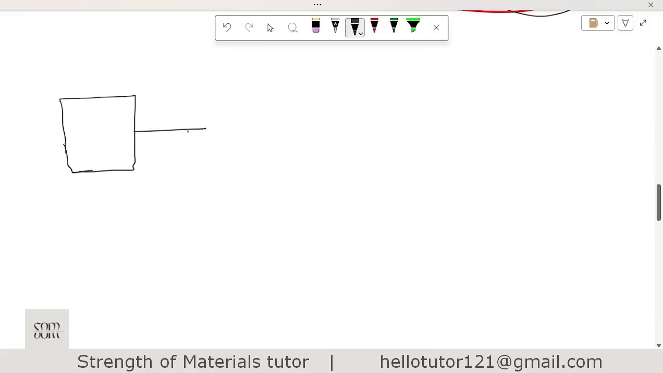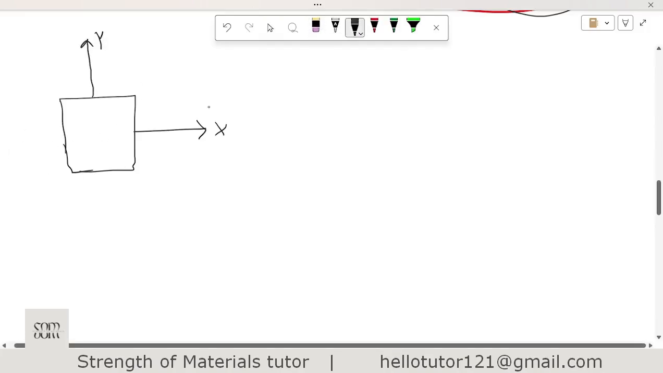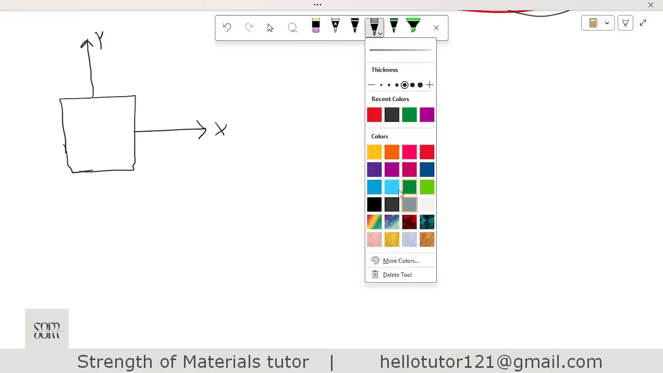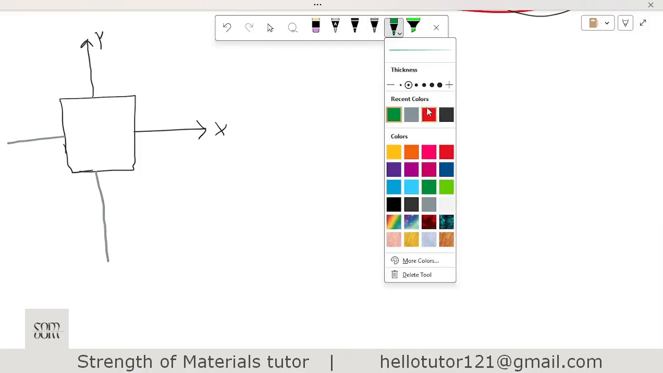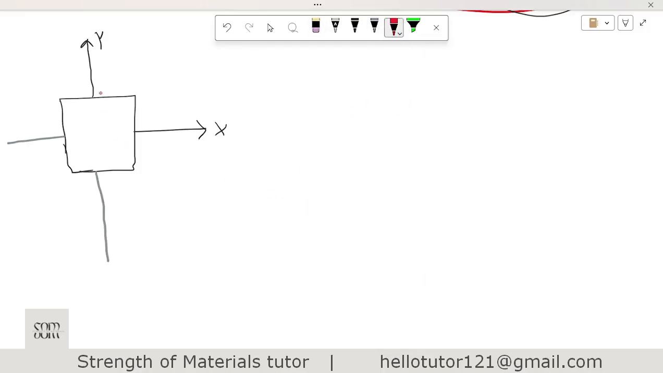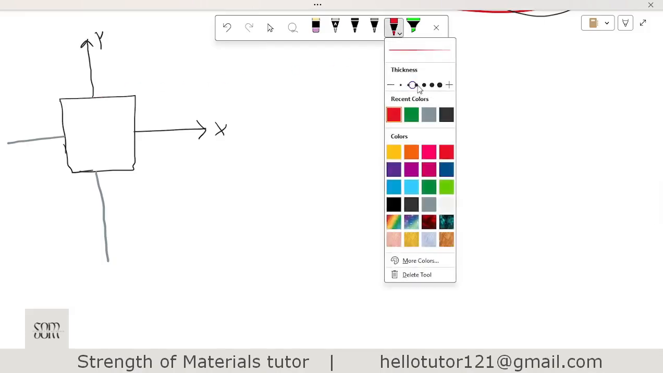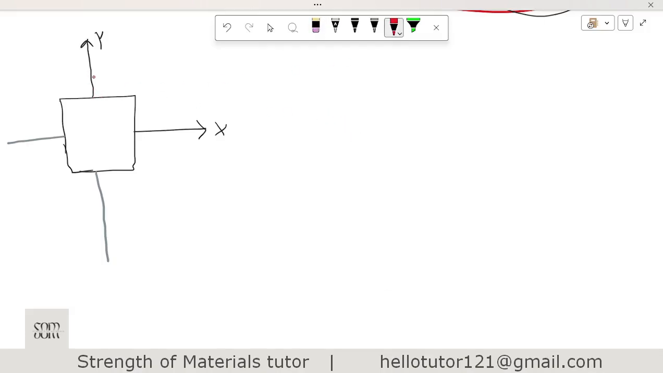Let us say this is the x-axis and here we have the y-axis. Now the corresponding, I will show them with the gray color, negative x-axis and negative y-axis. This is sigma y, this is sigma x.